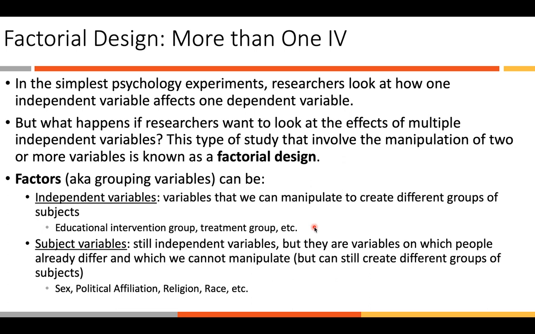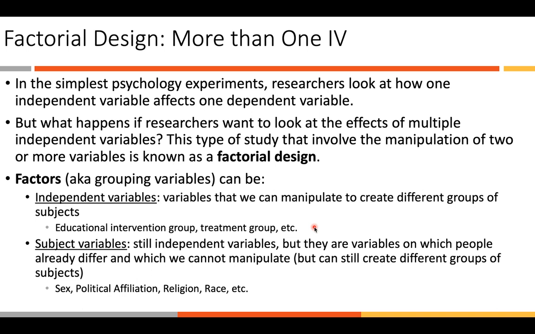We have gone out into the world and done or manipulated something. Now, these factors can also be subject variables. Subject variables are still independent variables, but they're things that we cannot manipulate about the world, yet they put people into different groups or bins. So it's impossible for a researcher to manipulate someone's sex, political affiliation, religion, or race, etc. But those variables put people into already existing groups, right? They are things about our subjects that we cannot change, but we might be able to take advantage of their natural occurrence and their creation of these natural groups in order to include them in a factorial design as an independent variable.